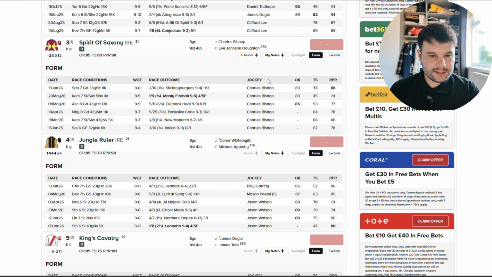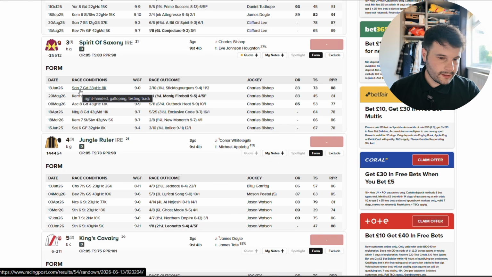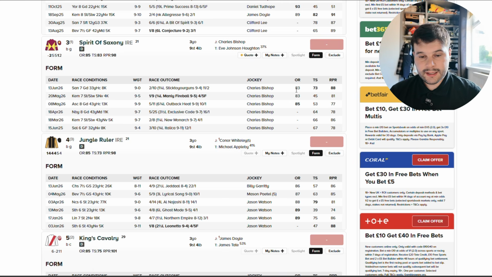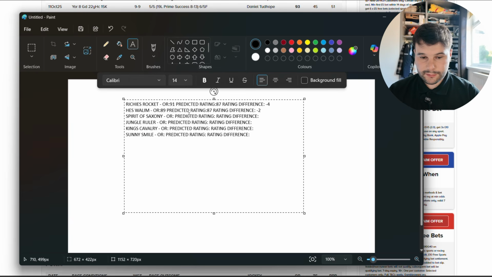Horse number 3 then, Spirit of Saxony for Eve Johnson Houghton. Last run came at Sandown on good ground and over the same class as well, so class 3 again. Came second in this race off a mark of 83 and ran to a Racing Post rating of 88, so they think he went 5 pounds better off than his last run. If we said he's going to run to that same mark again, 88, he's gone up 2 pounds in the handicap from that run. So he's going to run maybe to a +3 in the handicapper.